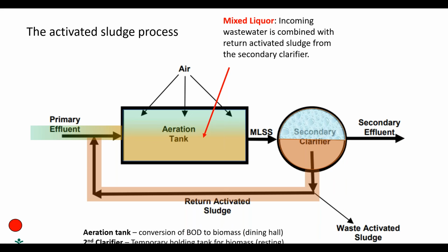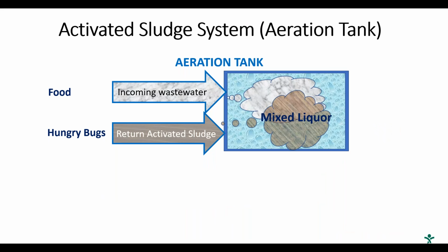If we look at just the aeration tank, what's going on? You have the food coming in the form of BOD in the incoming wastewater. You have the hungry organisms coming in as the return activated sludge to make that mixed liquor, and you have aeration.